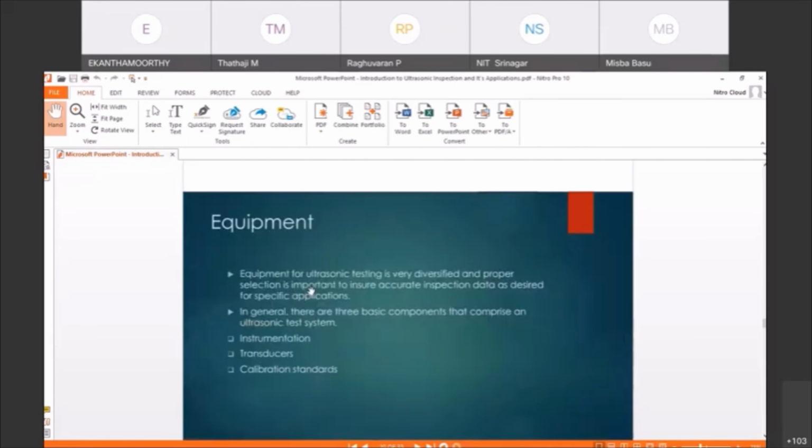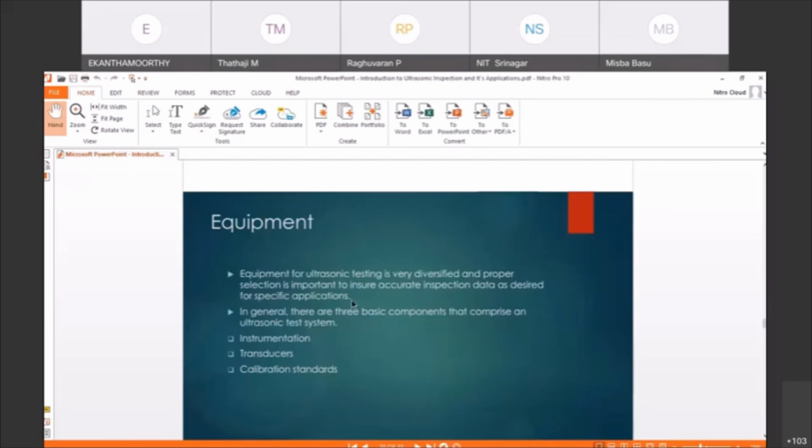The second one is equipment. Till now we have seen the fundamentals, like what modes are present, what the techniques are, what the methods are, and what ultrasonic is. But now we should also be aware of the equipment: what kinds of equipment there are and how they are useful for our specific applications. This we will discuss in upcoming slides. Equipment for ultrasonic testing is very diversified, and selection is important to ensure accurate inspection data for the desired specific applications.